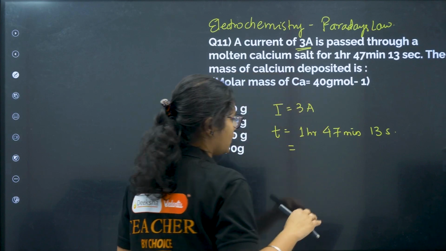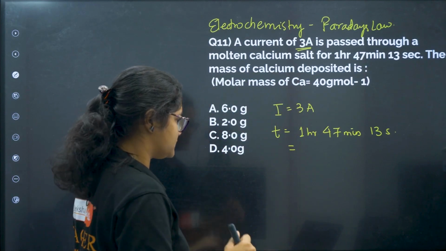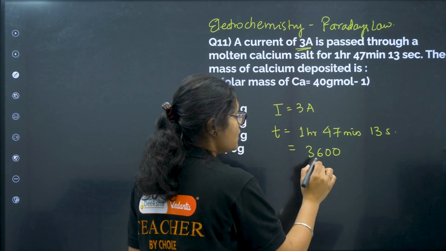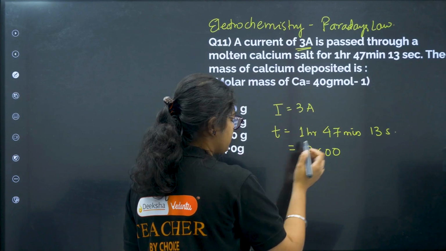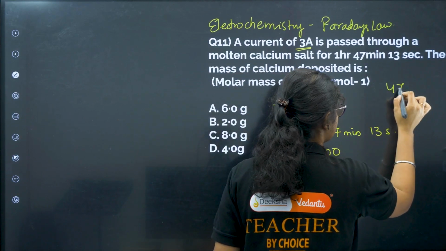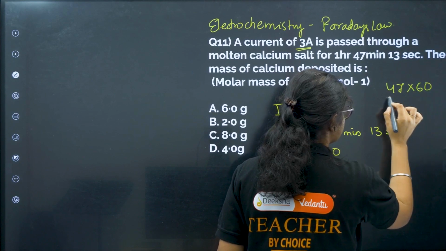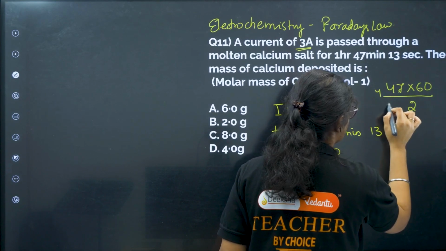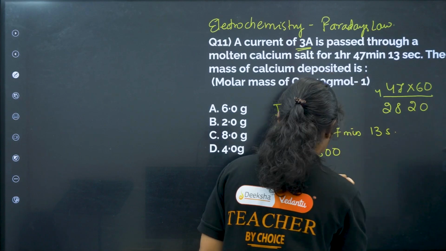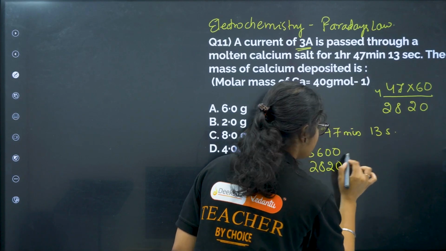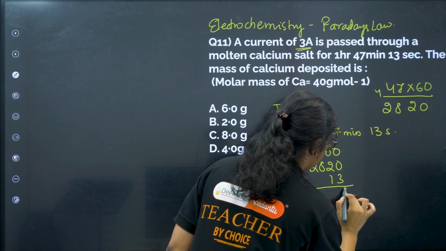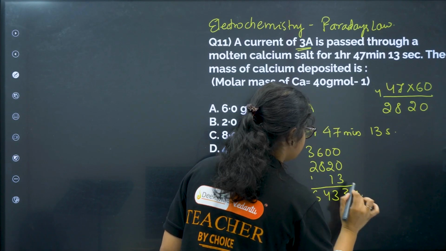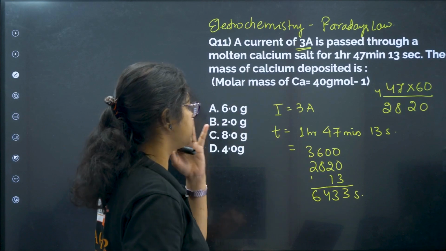So if I want to convert this into seconds, 1 hour will be 3600 seconds. Now we will have 47 minutes. So let us convert 47 minutes into seconds, multiplying by 60. 6 sevens are 42, 4, 6 fours are 24, plus 4, 28. We have 2820 seconds, and then we have 13 seconds. So let us add them. We'll get 6433 seconds. So total time is 6433 seconds.